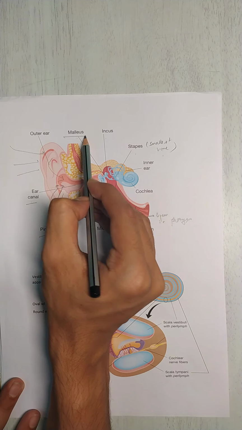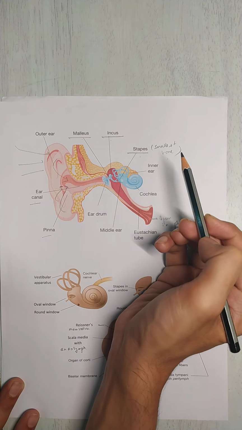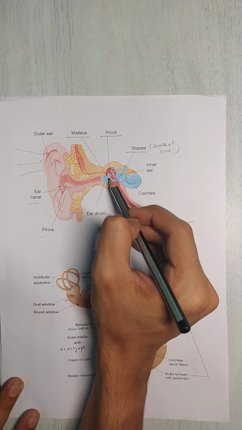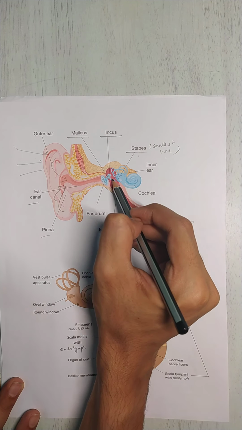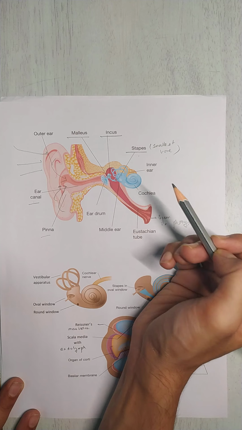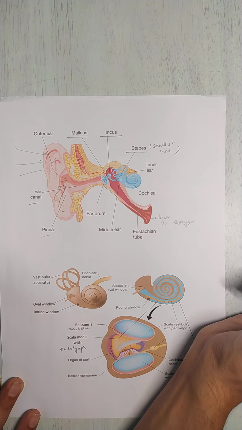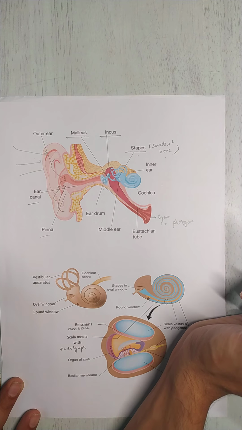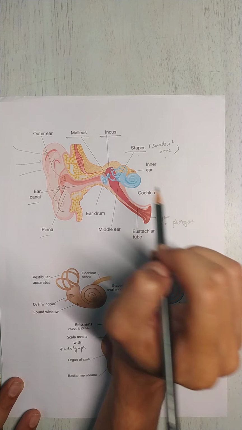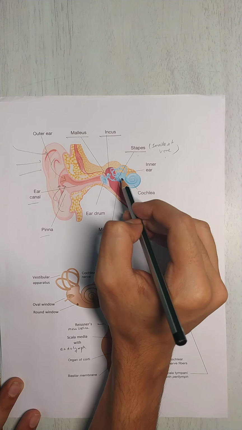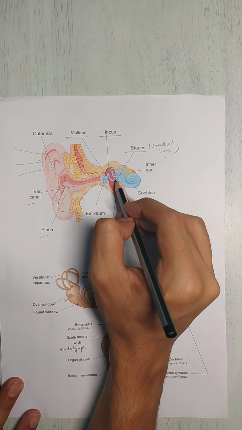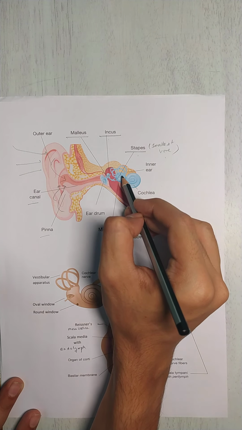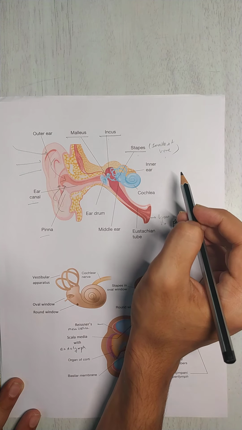You can see this is the malleus, this is the incus, this is the stapes. So these are basically three bones: first is the malleus, then the incus, and then the stapes. These three lie in this particular cavity, known as the tympanic cavity, and these are parts of the middle ear. And after the middle ear lies the inner ear. This inner ear is also known as the labyrinth.